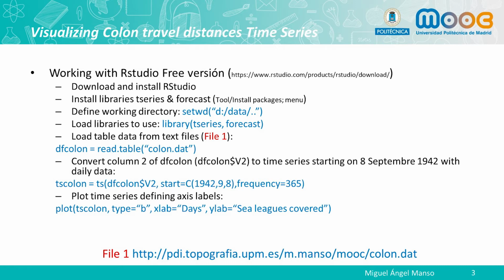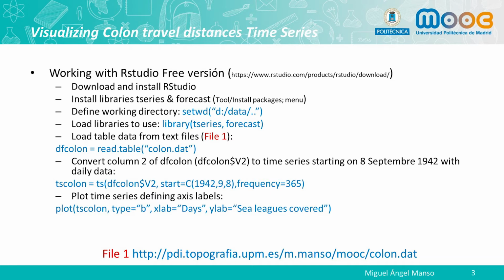Load table data from text file. In order to read data from a table stored in a file, we use the command read.table, indicating the data frame variable in which to store data, df, and the file name in the parentheses, .dat. Convert and store in a time series variable column number 2 of the df$b2 to time series starting on 8 September 1942 with daily data.